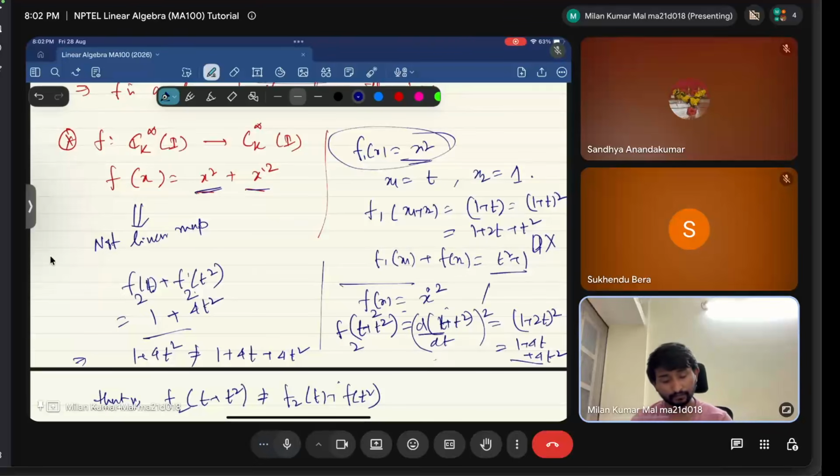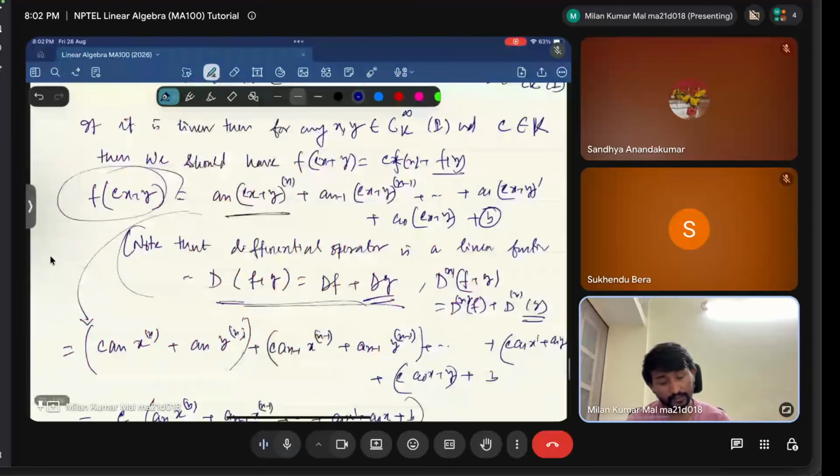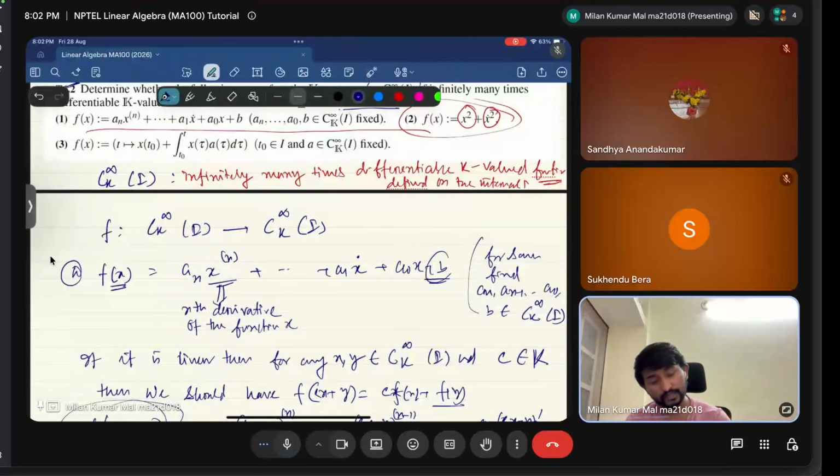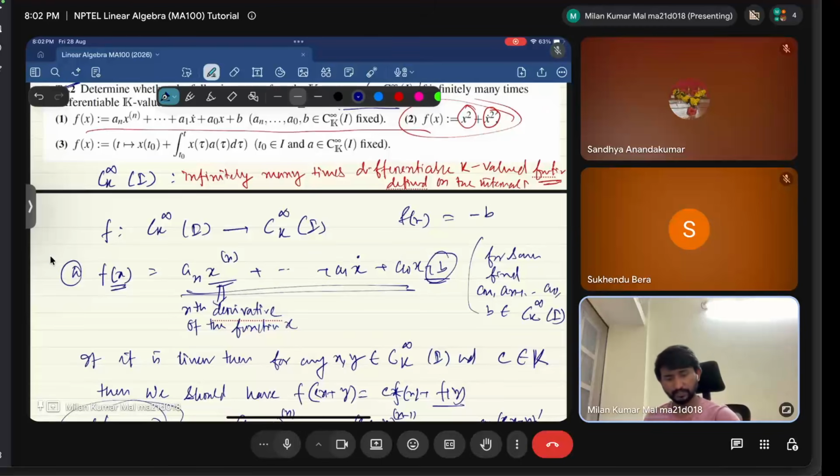For example, here we have b. Let's take another function f of x, which is the same as the first entries, and the last entry will be minus b. In that situation, f1 plus f2 will cancel out b. If there is no b, then the function has to be linear. So f1 plus f2 in that situation will be linear, but individually they are not linear.